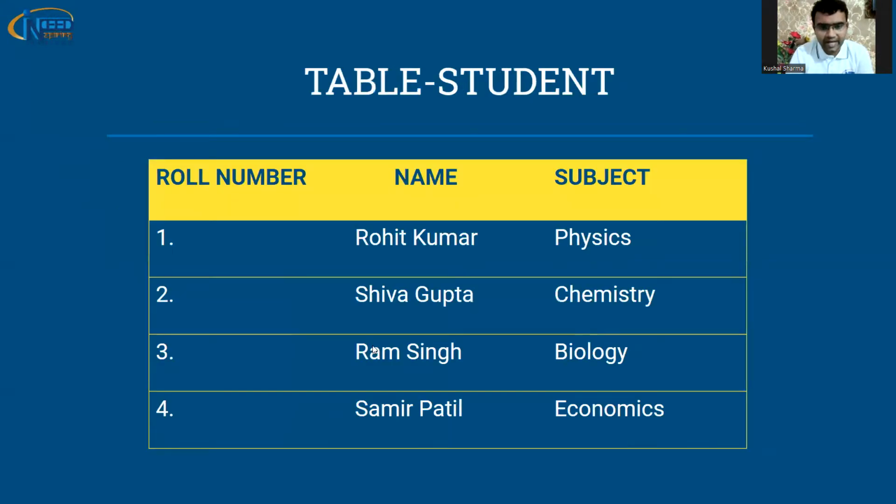Now, let us move ahead and see an example of a database stores tables. And let's say the table name is student. So here you can see that roll number, name, and subject. These are the columns inside a table called as student. And we have the rows as roll number 1, name is Rohit Kumar, and the subject is physics. So this is one row. So this particular table has got 3 columns and it has got 4 rows.